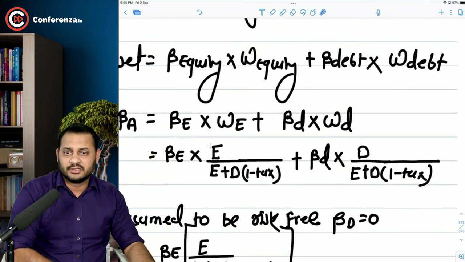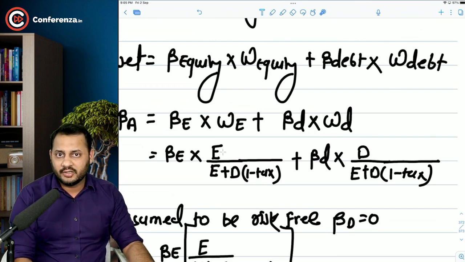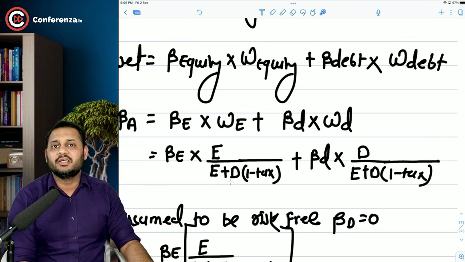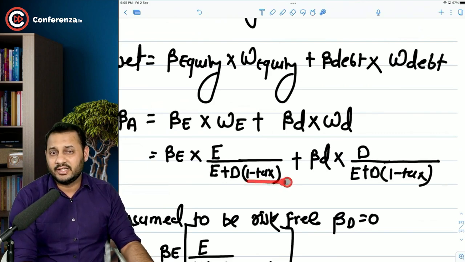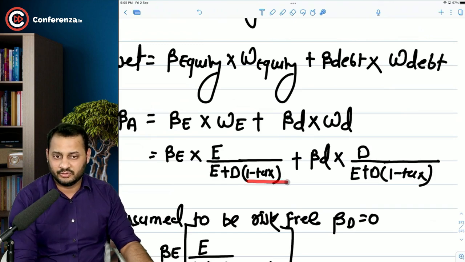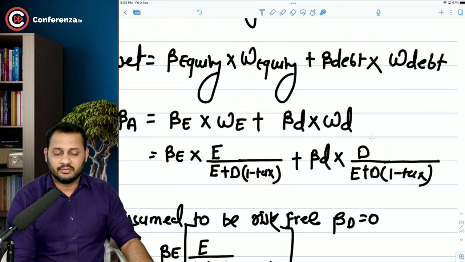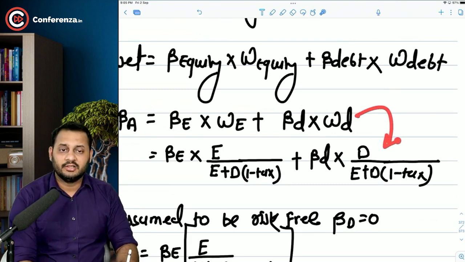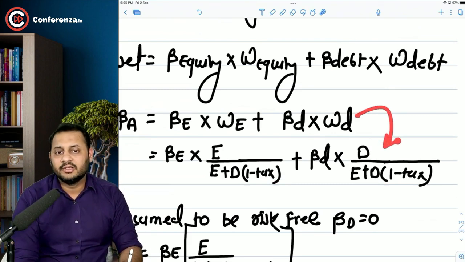Weight is very simple, sir. Take the equity in the numerator and equity plus debt in the denominator, along with the tax saving. So there is something in the debt that is beneficial to the company, which is called tax saving on interest. Okay. In this case, how to calculate the weight of the debt? Take the debt in the numerator and equity plus debt times 1 minus tax in the denominator.